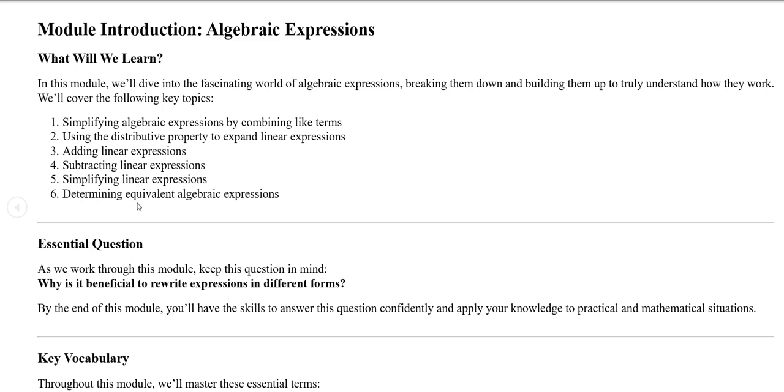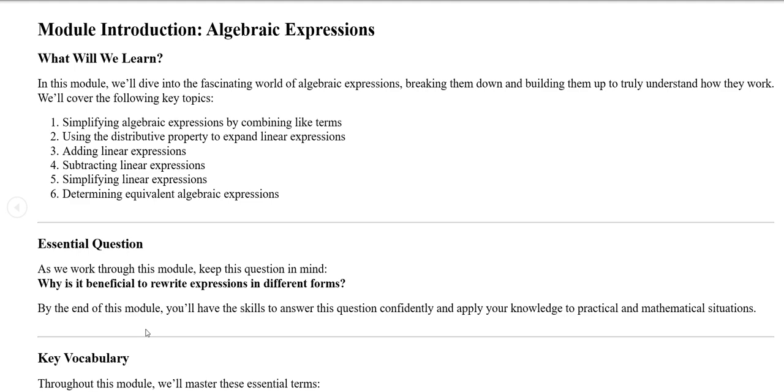One of the questions that I want you to think about as we work through this module is, why is it beneficial for us to rewrite expressions in different forms? What's the purpose? Why are we doing that? Hopefully by the end of this module, you'll be able to answer this question, and you should be able to apply your knowledge as well by the time we're finished with this.